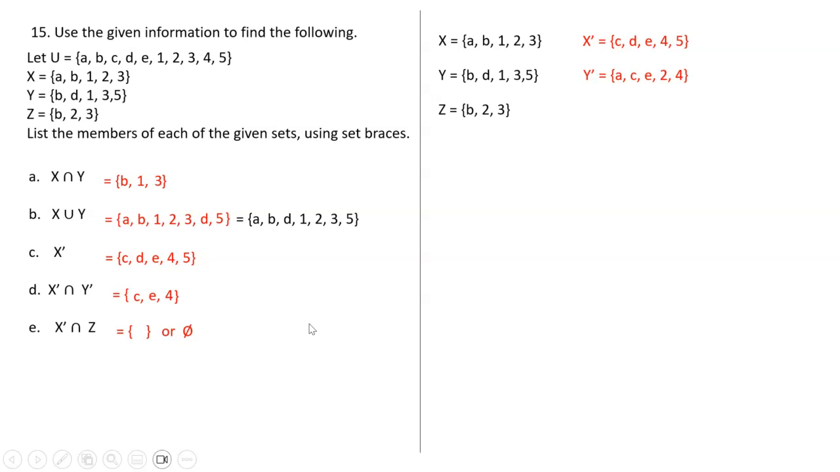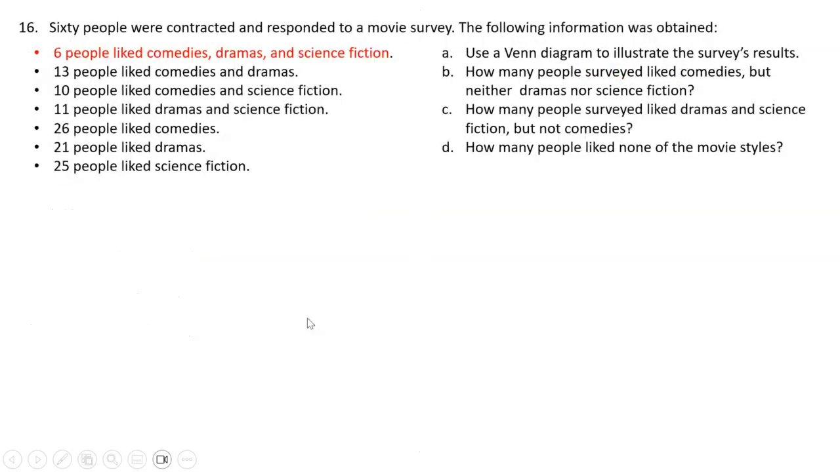Okay, now let's move on to number 16. Number 16 says, 60 people were contacted and responded to a movie survey. The following information was obtained. 6 people like comedies, dramas, and science fiction. 13 people like comedies and dramas. 10 people like comedies and science fiction. 11 people like dramas and science fiction. 26 people like comedies, 21 people like dramas, and 25 people like science fiction. So we have to answer A, B, C, and D. So let's start with part A.